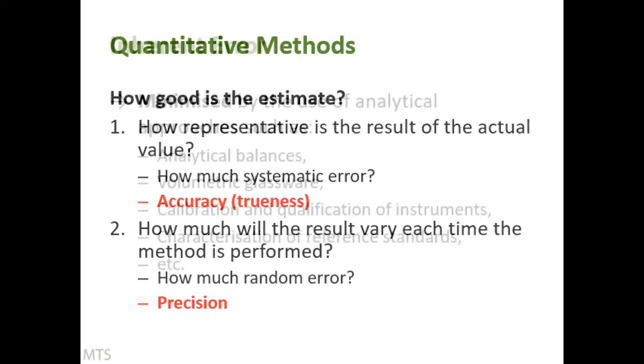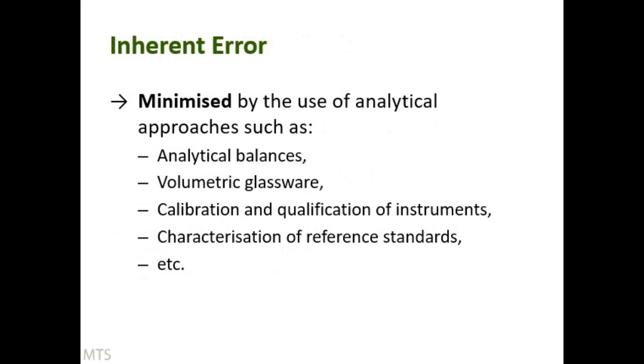So we use analytical approaches. We use balances that are designed to work in an analytical lab. We use volumetric glassware. We decide what class of volumetric glassware we're going to use depending on the error we expect. If we're working with low amounts of error, we use class A. But if we know that inherently what we're dealing with is much higher error, then class A glassware may not be worth it because it's more expensive. So in a micro lab, you're much more likely to use class B.